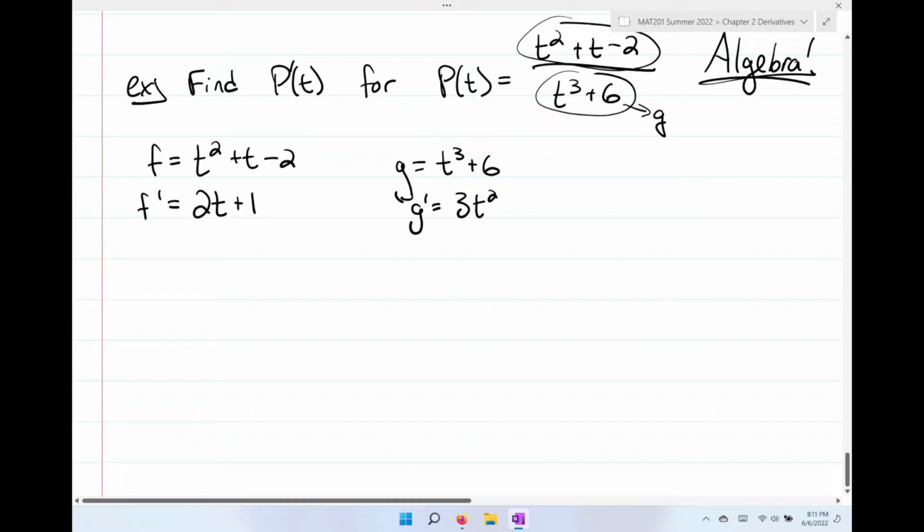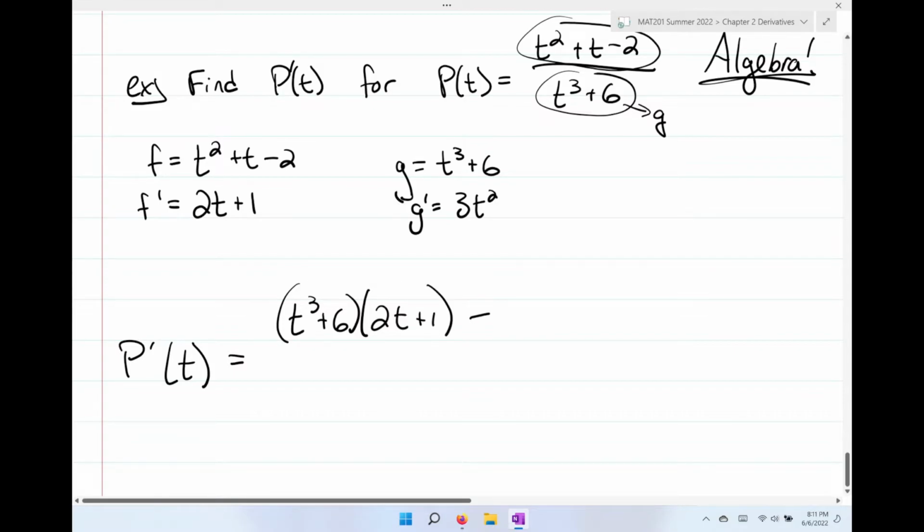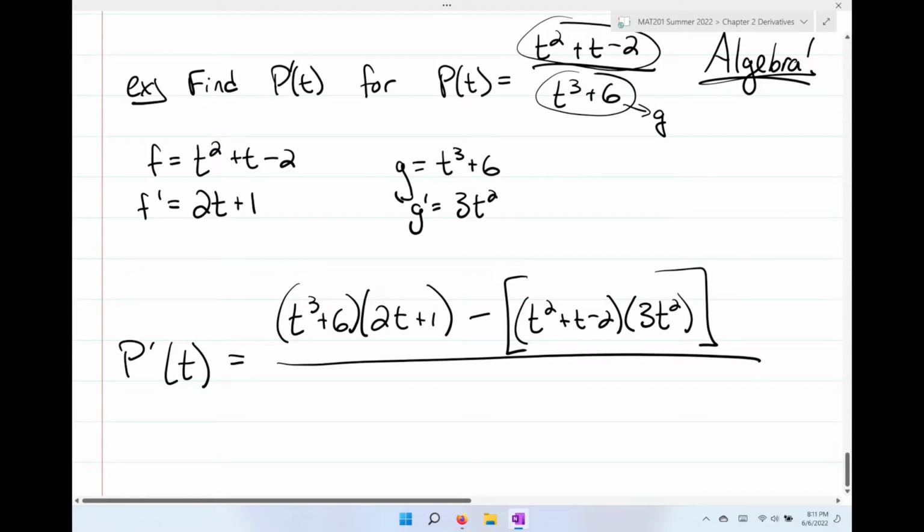Now, we need our quotient rule here. So like I said, you got to be really careful about where you put things, all right? So p prime of t is going to equal g times f prime minus, make sure you put that bracket there, f, t squared plus t minus 2, times g prime, 3t squared, all over, I could put in parentheses, t to the third plus 6 quantity squared.